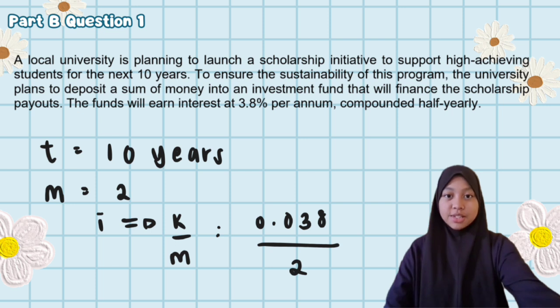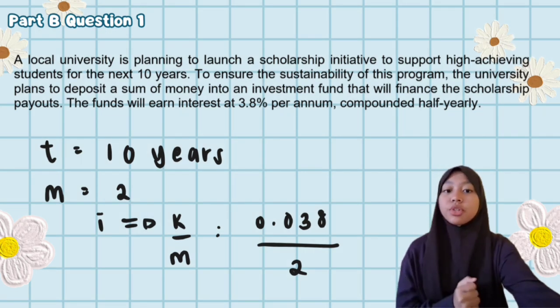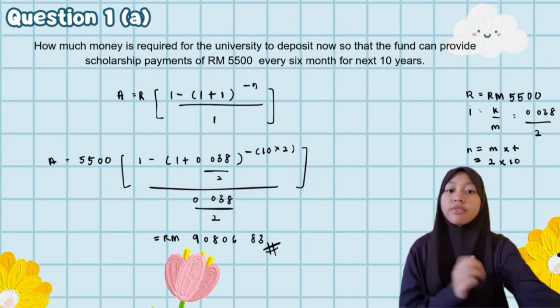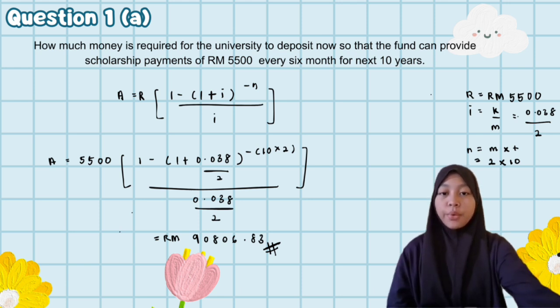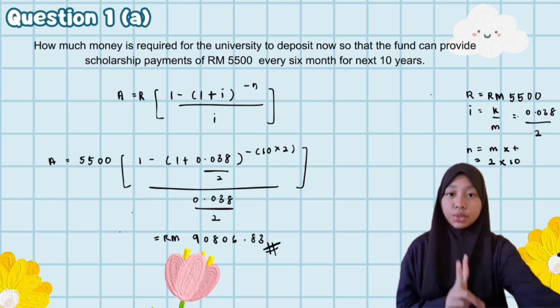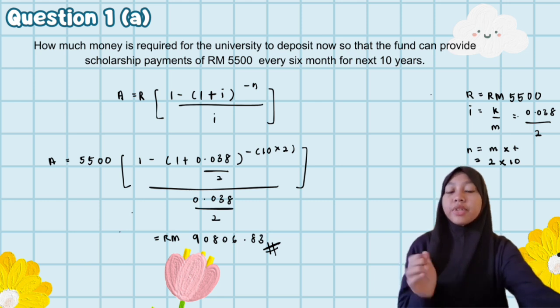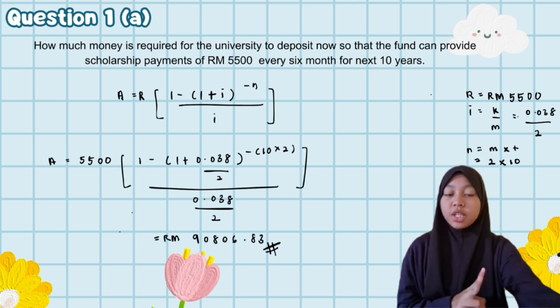To solve these questions, we have to use the discounted value of annuities formula. Since the question asks how much money must be deposited now, we have to discount the next 10 years of payments to find the value of the annuity. The interest rate given is 3.8%, compounded half yearly, which means the periodic interest rate must be divided by 2. Because the payments are made every 6 months, the number of periods is also multiplied by 2, giving us a total of 20 payment periods for 10 years.